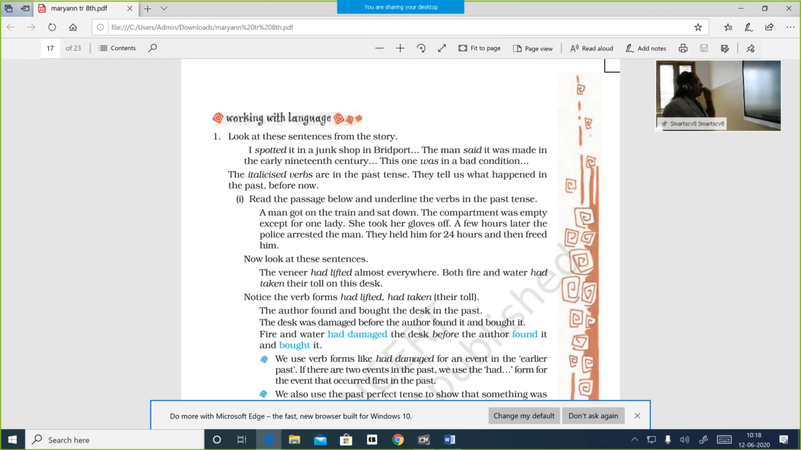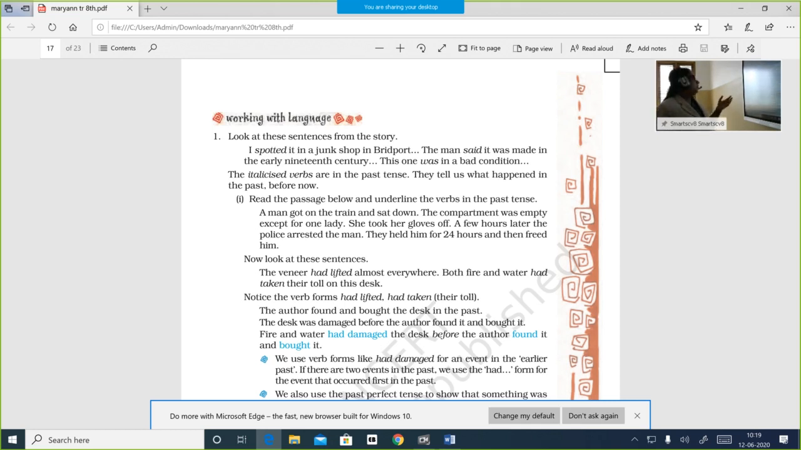A man got on the train and sat down. The compartment was empty except for one lady. She took her gloves off. A few hours later, the police arrested the man. They held him for 24 hours and then freed him. Shall we find out the past tenses?